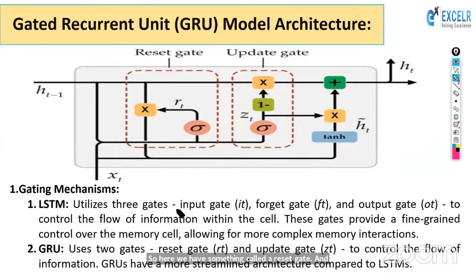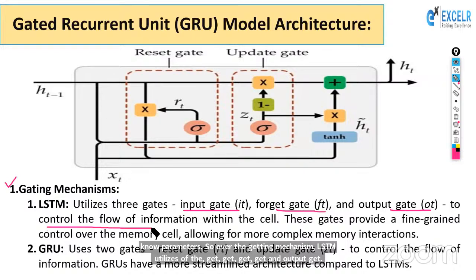And if you see here, guys, what I have done is taken a comparison between the LSTM and GRU, how they are different in terms of different parameters. Over the gating mechanism, LSTM utilizes three gates: input gate, forget gate, and output gate, to control the flow of information.